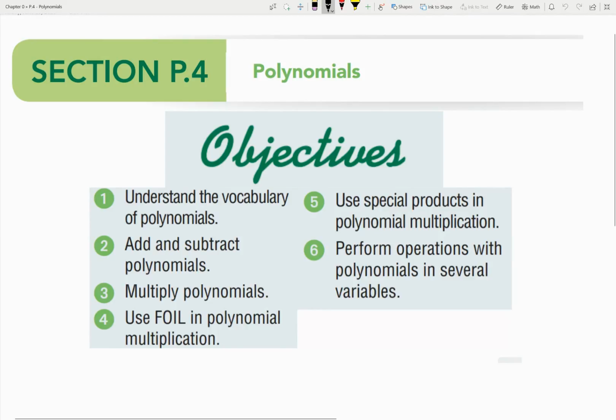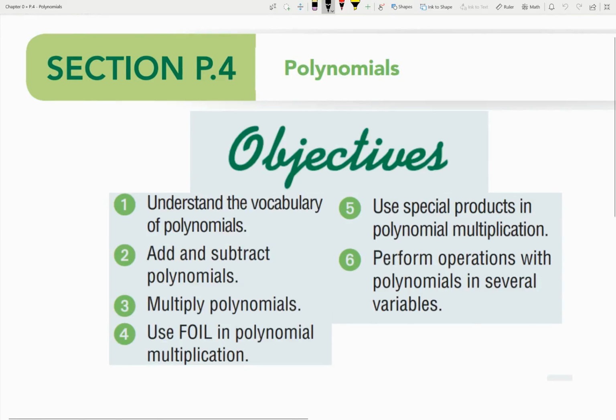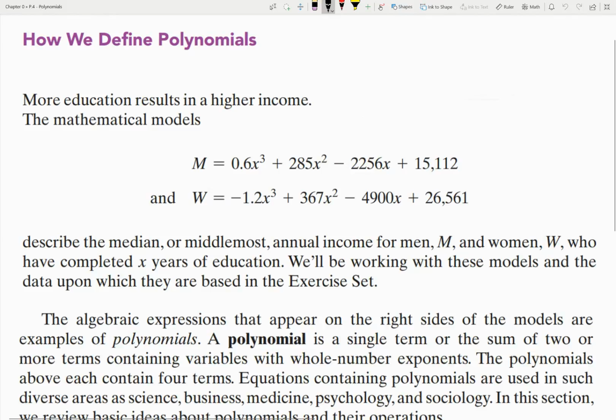We can use the FOIL method to help us with polynomial multiplication, and also to understand how special products can help us multiply polynomials more efficiently, and also to perform operations with polynomials in several variables. So first, how do we define polynomials?